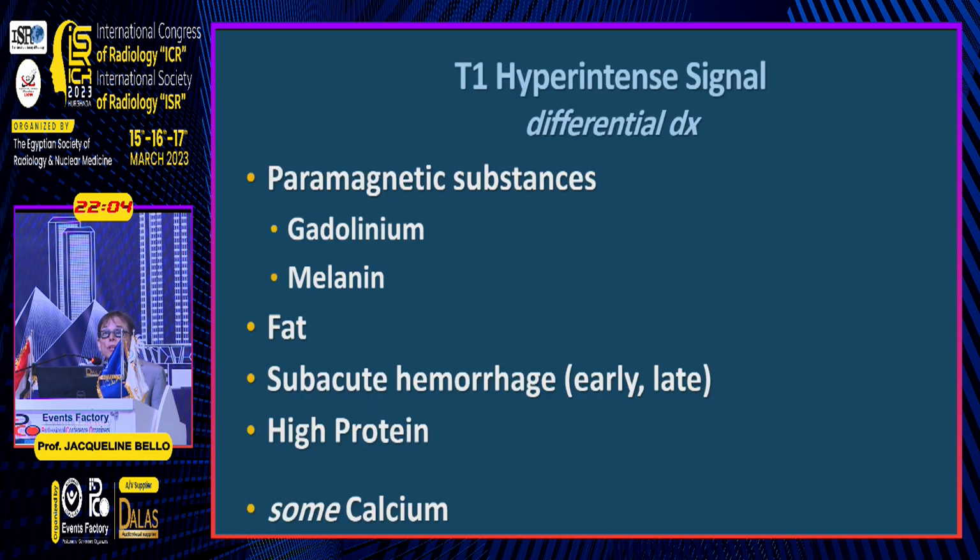So what is T1 signal that is hyperintense? Contrast, of course, other paramagnetic substances, fat, subacute hemorrhage, whether early or late, and high protein. We must remember that also certain hydration states of calcium can demonstrate high signal on T1.